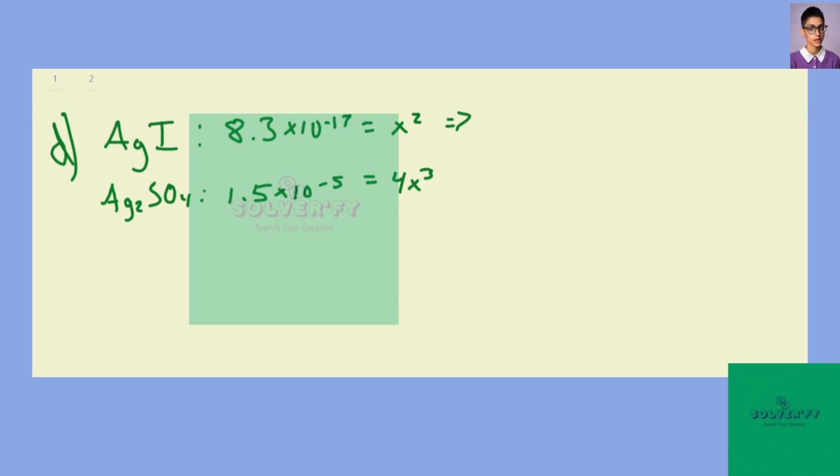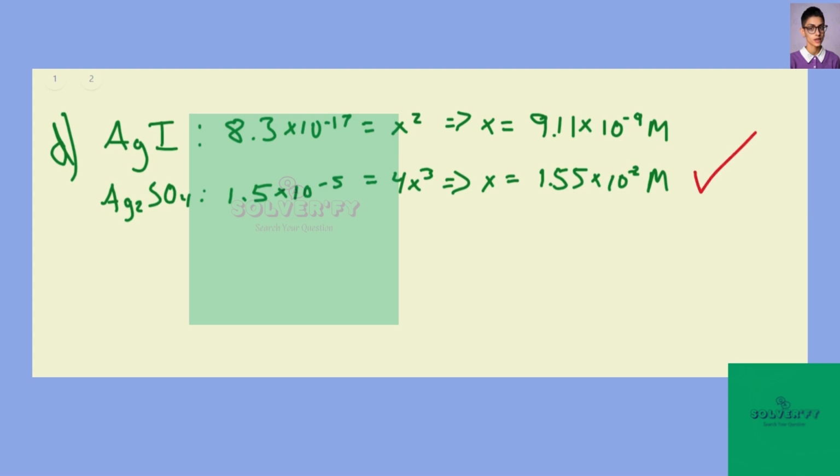So just to make sure, we calculate x is equal to 9.11 times 10 to the negative 9 for silver iodide, and x is equal to 1.55 times 10 to the minus 2 for silver sulfate. So again, the higher Ksp gives the higher molar solubility.